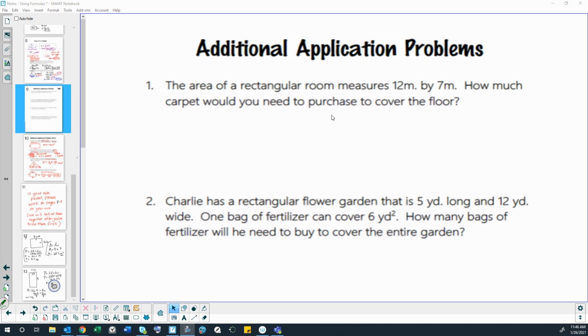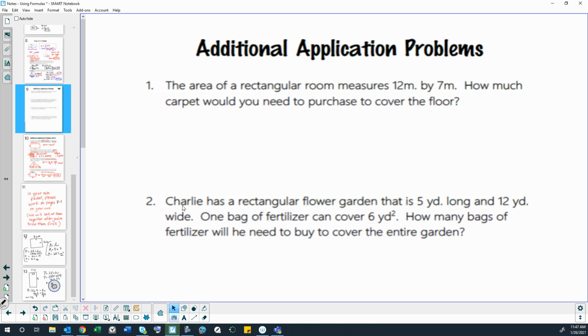Some of them are just word problems that don't have any meaning behind them. Others have a purpose, like how much carpet or how much paint or how much fertilizer or things like that. So let's go through these together. Here we go. The area of a rectangular room measures 12 meters by 7 meters. How much carpet would you need to purchase to cover the floor?